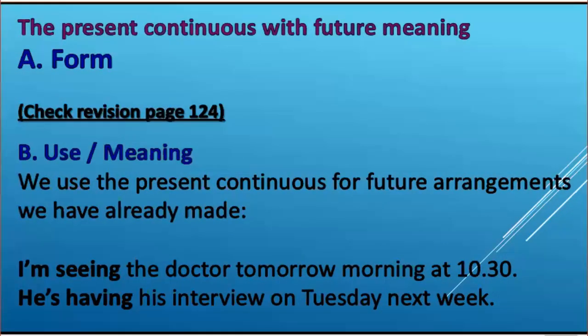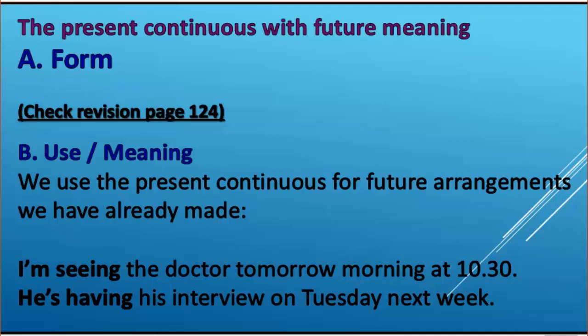What about the present continuous with the future meaning? Can we use present continuous to express the future? Yes, but in certain circumstances. For example, we use the present continuous for arrangements that you have already made. If you have already made some arrangements for something that will happen in the future, in this case, you can use the present continuous or the present progressive tense.